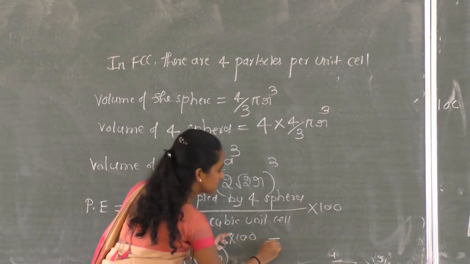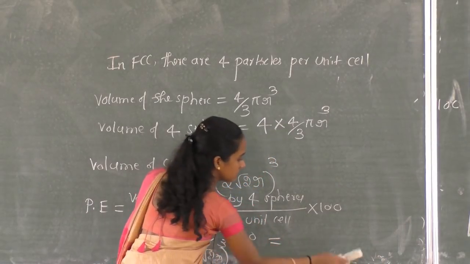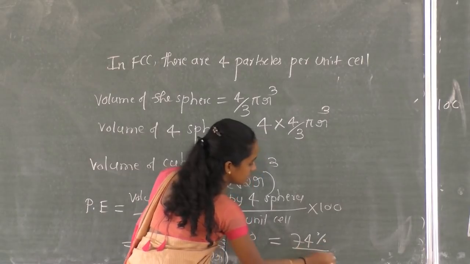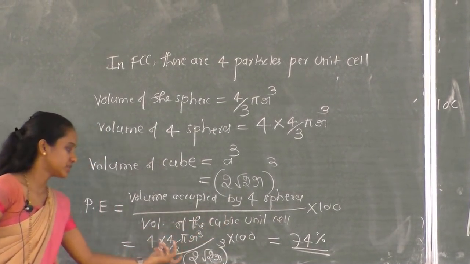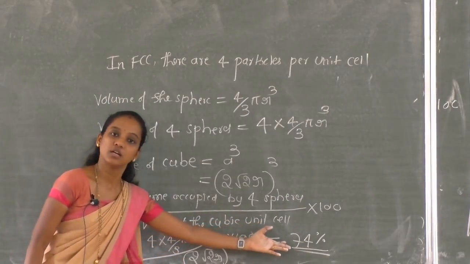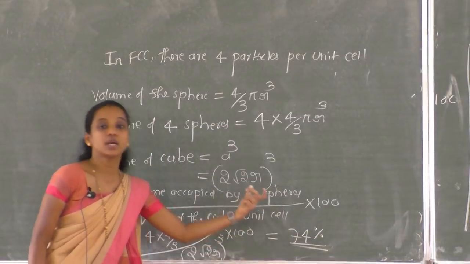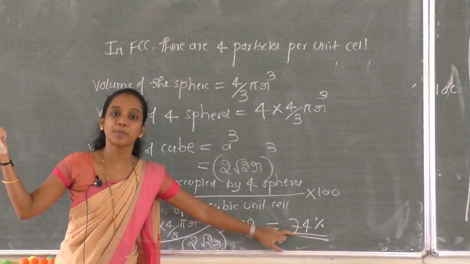Directly you can write the percentage, that is 74%. In the exam itself, it is enough if you write. After doing this, directly you can write the final packing efficiency. So in FCC, packing efficiency is 74%. It is more than that of simple cube.